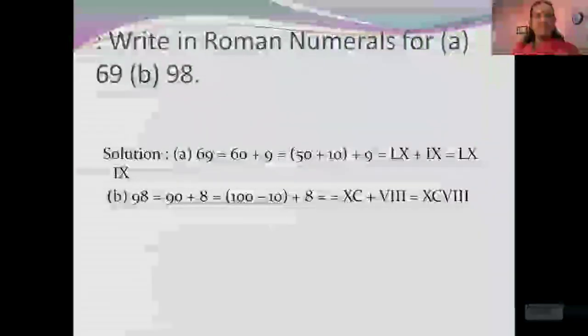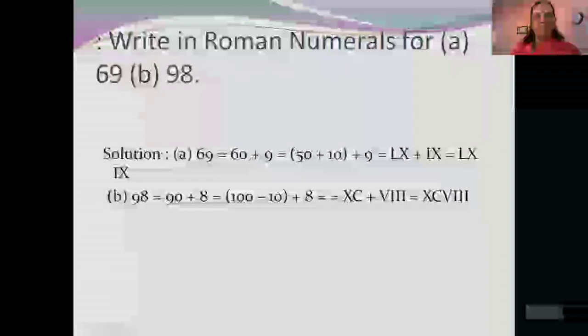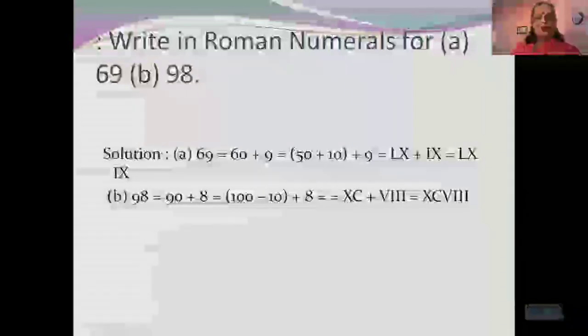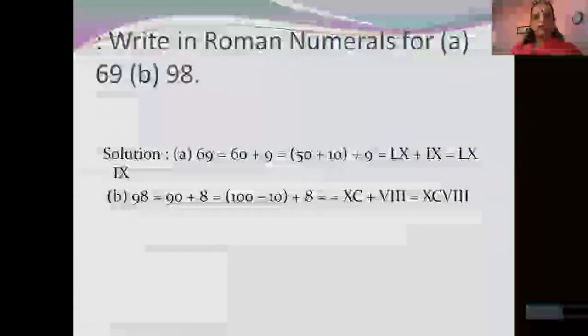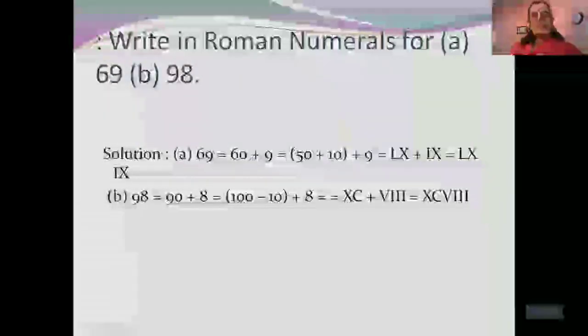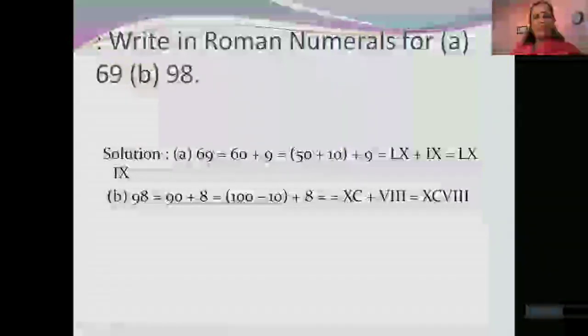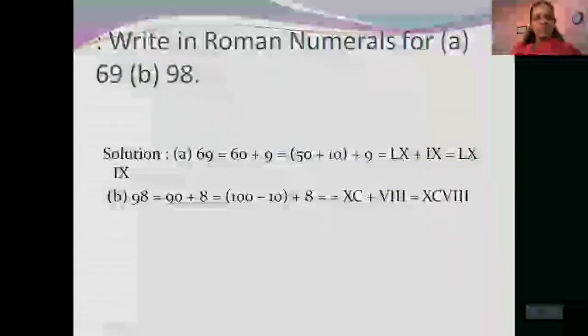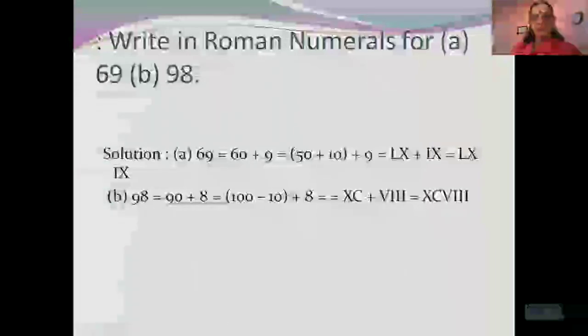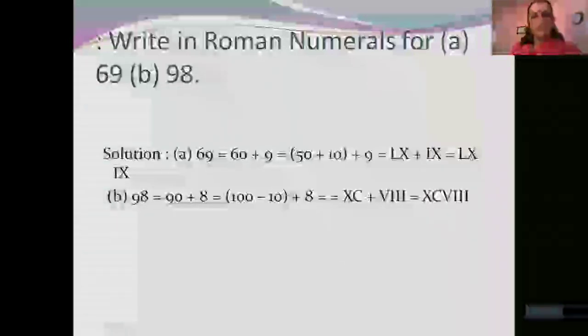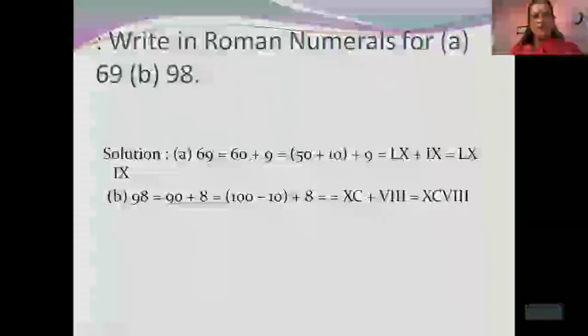Here we have to write the Roman numerals for 69. 69 can be written as 60 plus 9, and for 60 it is 50 plus 10 plus 9, that is LX and IX. For 98 it is 90 plus 8. 90 is 100 minus 10, plus 8, that is XC and VIII.